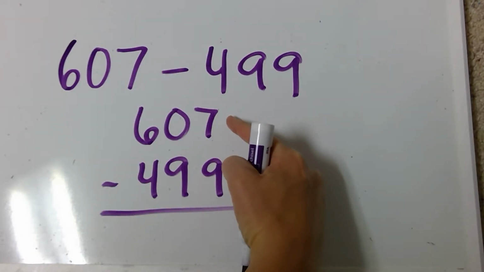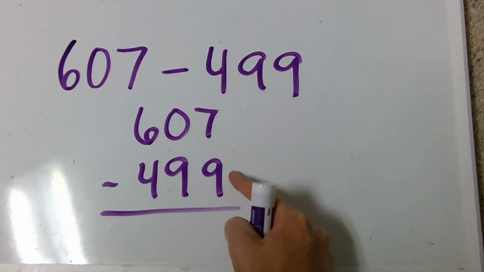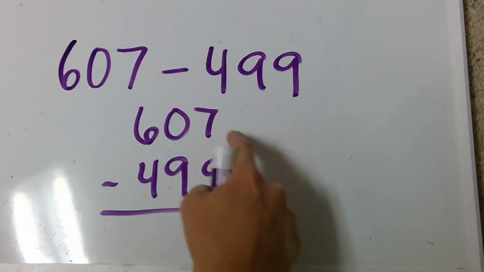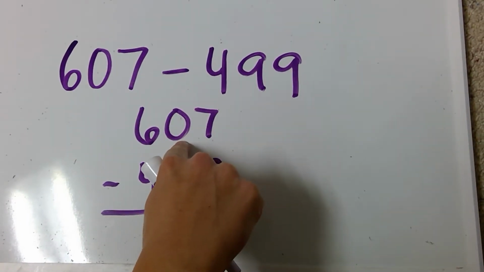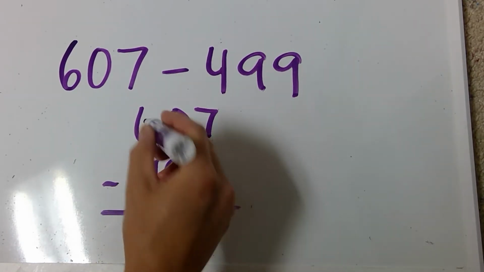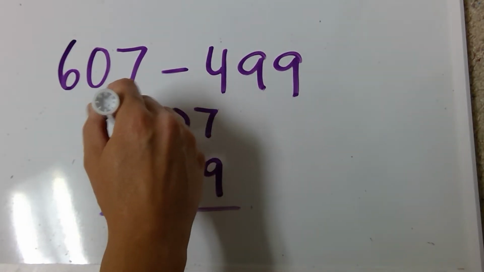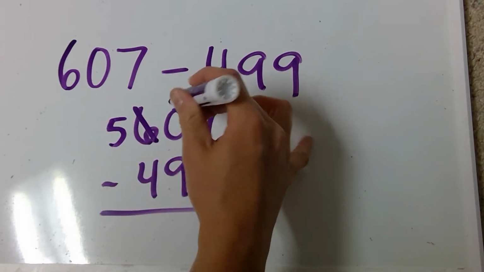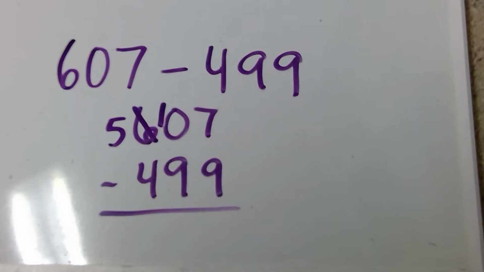So first I look, 7 minus 9, well, I can't do that. And I borrow from the next neighbor over, but 0 doesn't have anything to give, so I've got to go all the way to this 6. I'm going to take 1 from the 6, it becomes 5. That 1 I borrowed from the 6 makes this a 10.